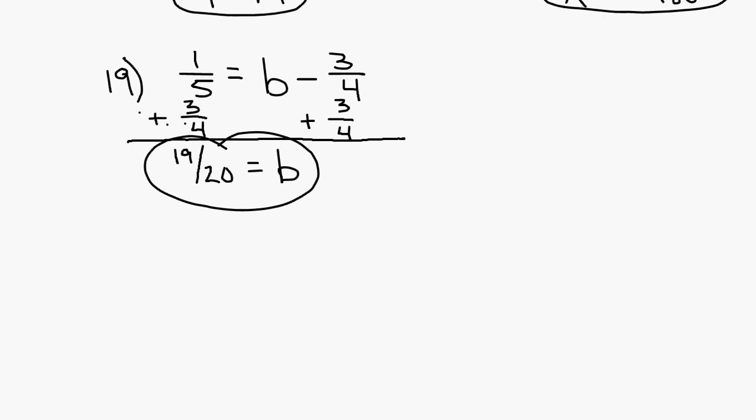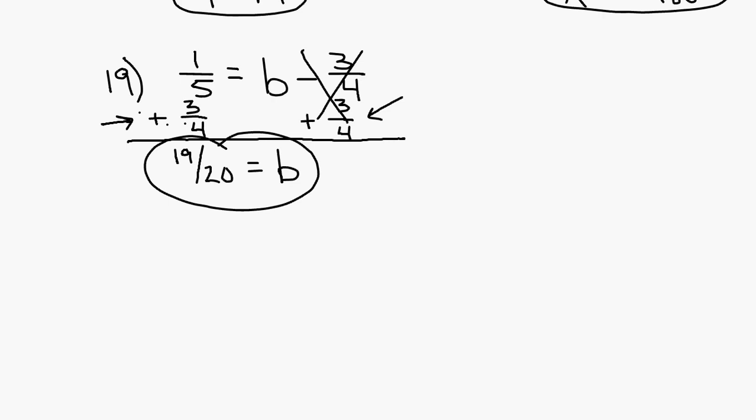What happened? I did 1 over 5 negative. No, it's not negative, it's minus 3 over 4. Look, we're adding 3/4 to each side. Did you add 3/4 to each side? Okay, these cancel. So 1/5 plus 3/4. Do it now, type it in your calculator. 1/5 plus 3/4 equals. Yeah, I got it. Okay.